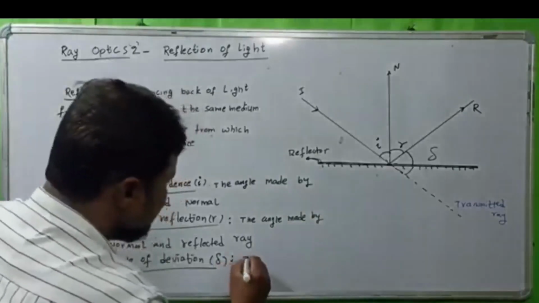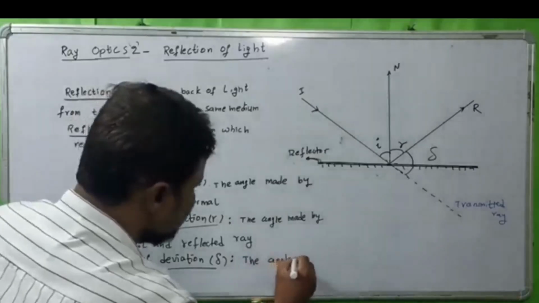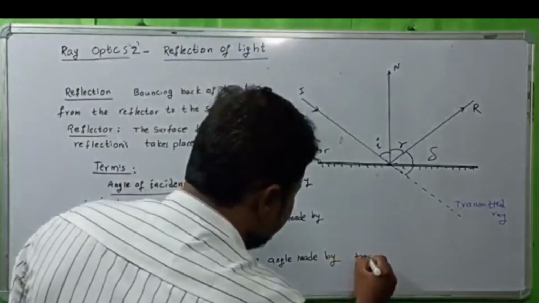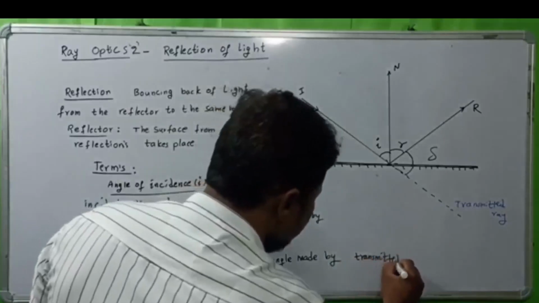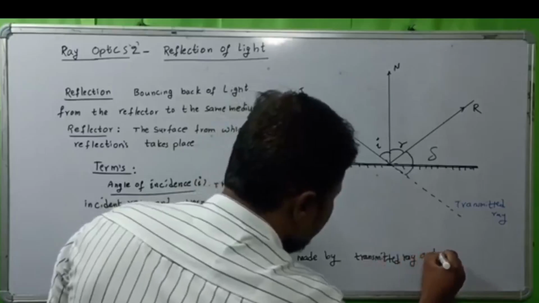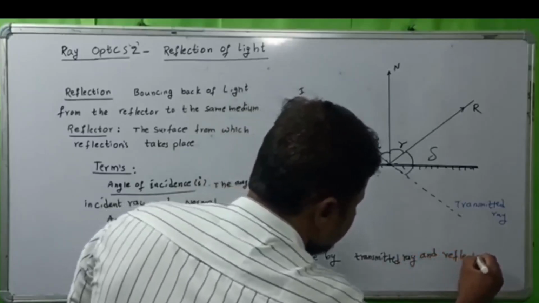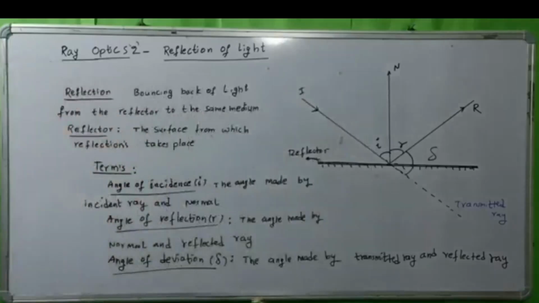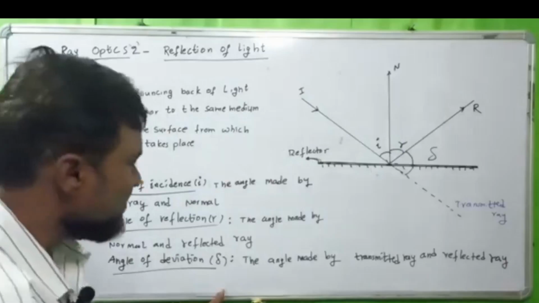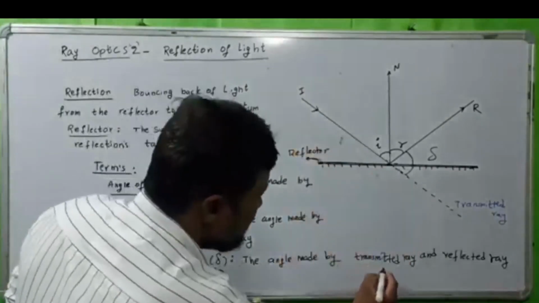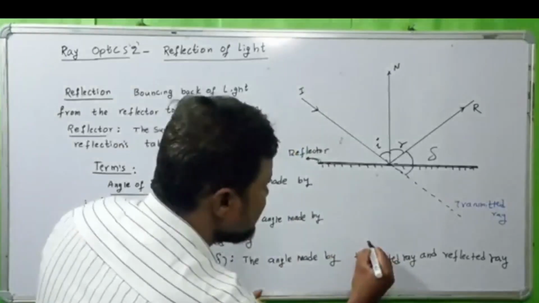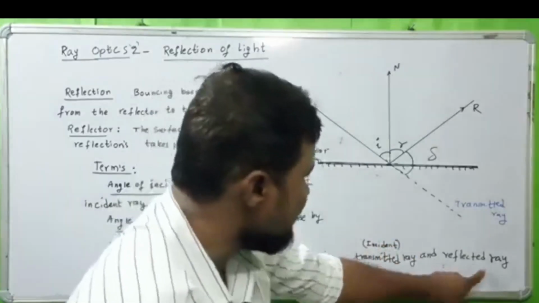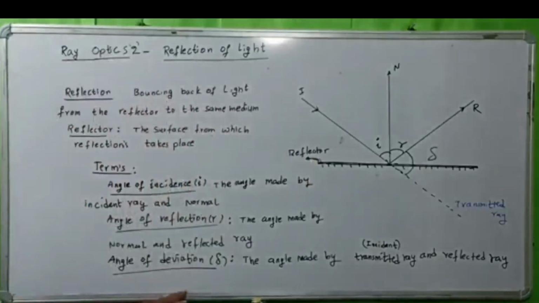If I define the angle made by the transmitted ray and reflected ray, the angle made by the transmitted ray and reflected ray is nothing but the angle of deviation, delta. Or you can write the angle made by the incident ray and reflected ray is nothing but the angle of deviation.